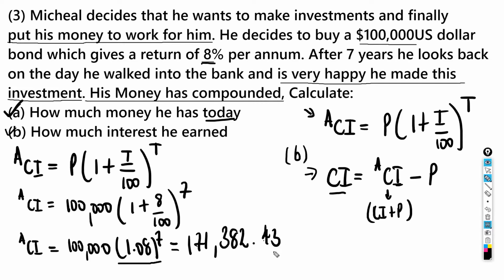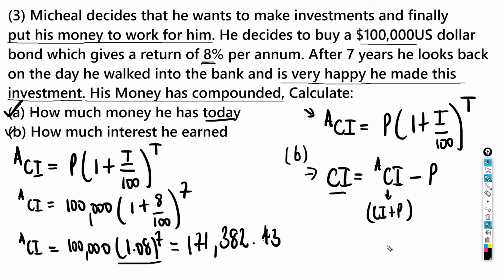And the answer is 171,382.43. All right, so this guy is looking back saying, wow, I put $100,000 down 7 years ago and now I have almost double. I have $71,000 extra. I could take this $71,000 and buy a Benz. So it really worked out because he was patient and he decided to make the money work for him, not work for the money.